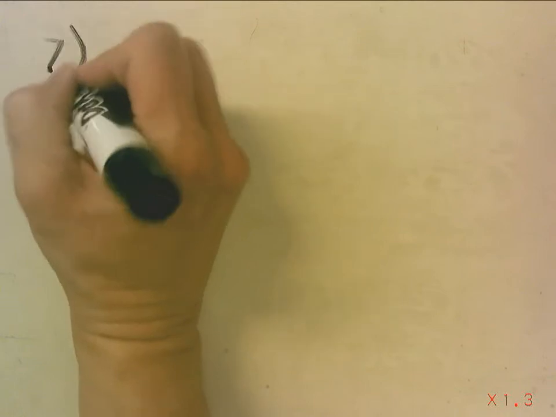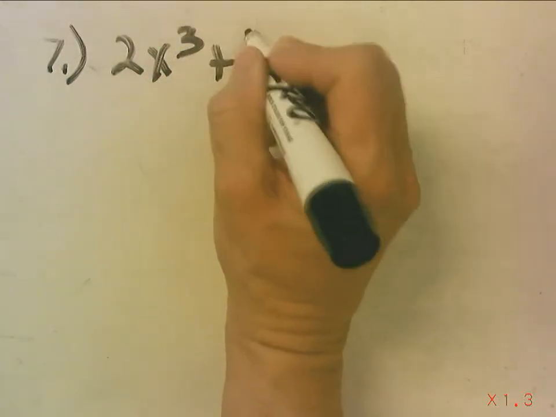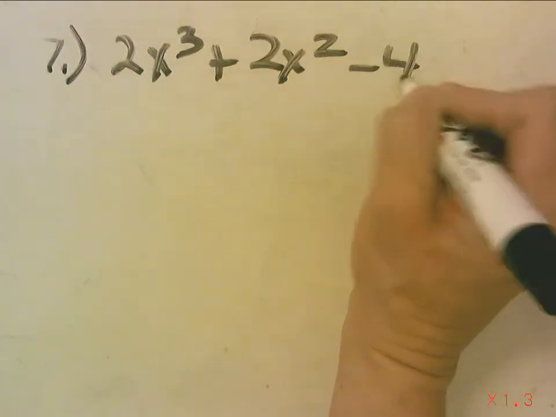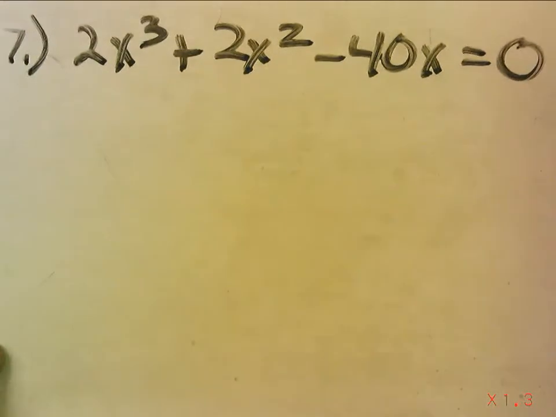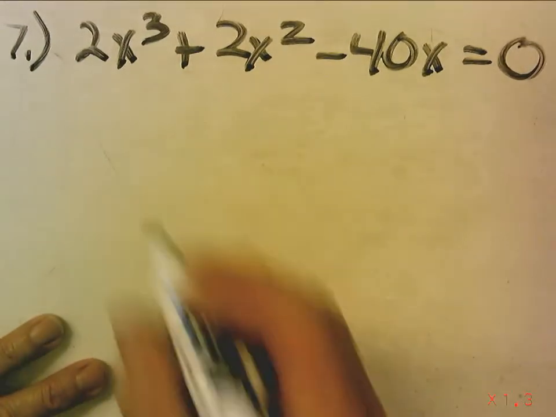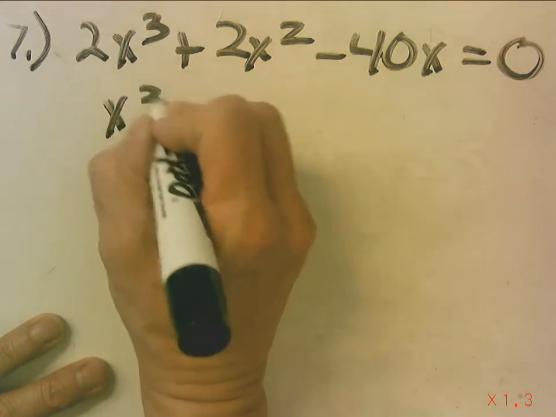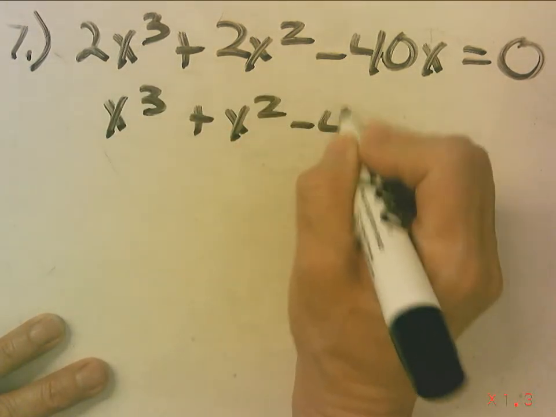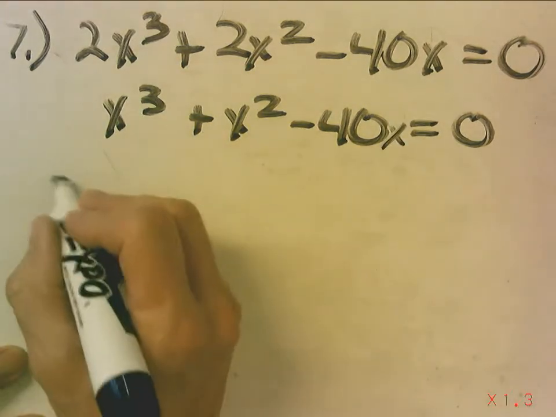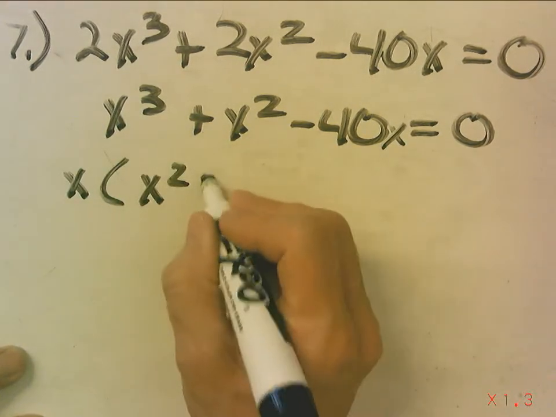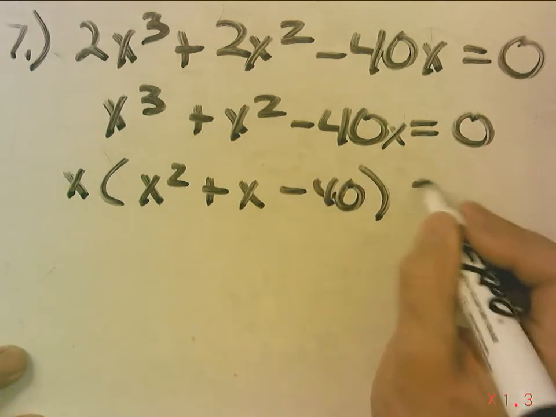Okay. Now, let's look at number 7. Now, number 7 is an equation. Since it's an equation, I'm just going to write it like this. I'm going to set it equal to 0. Now, because it's an equation, I am allowed to divide. I don't just have to factor. So first, I'm going to divide everything by 2. Why am I not dividing by 2x? Because you're not allowed to divide by x, right? So now what I'm going to do is I'm going to factor out an x. So I get x squared plus x minus 40 equals 0.